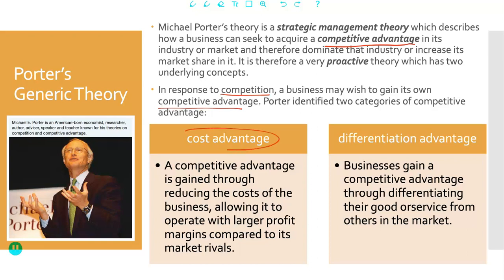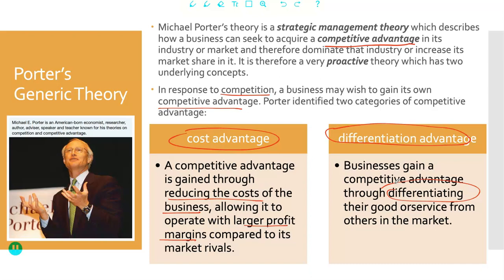One being a business can try and adopt a cost advantage. This is where a business gains a competitive advantage by reducing the costs of their business, because this allows them to operate with larger profit margins than their rivals. So if you can reduce your costs and have higher profit margins, that's going to give you a massive advantage. Or a business can adopt a differentiation advantage. This is where a business gains a competitive advantage not by reducing their costs, but by differentiating their good or service from others in the market. So providing a good or service that is different from others.